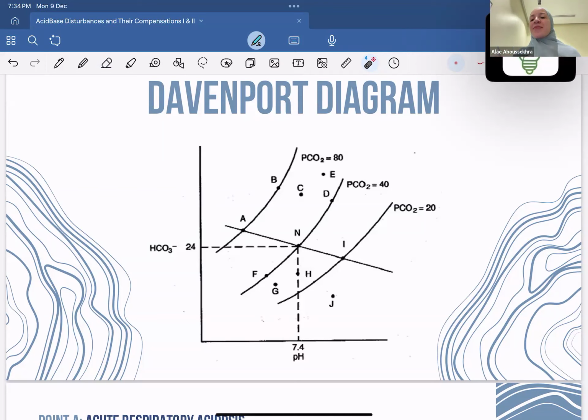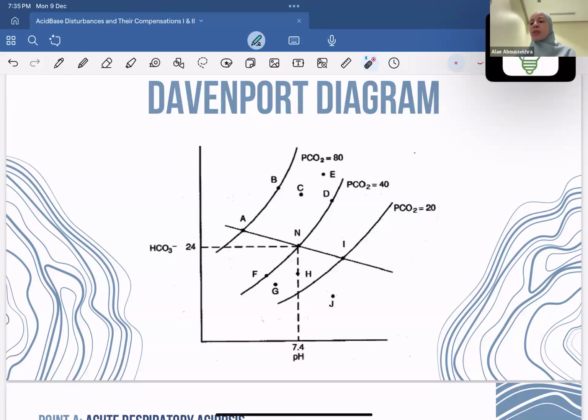Okay. So again, any point on this line is going to be respiratory. So point I is again on the line, so it's just the opposite of A. And since you just look at the pH first, you see that it's on this side, so you can tell that it's alkalosis, and you can see that it's on the line, so you know that it's respiratory alkalosis.